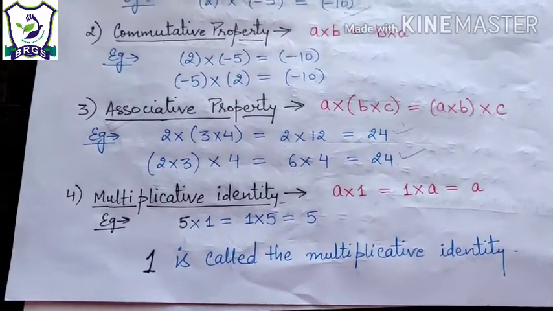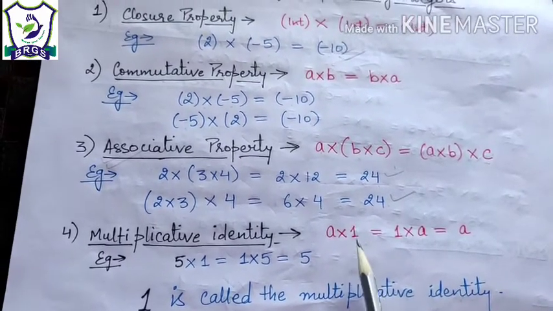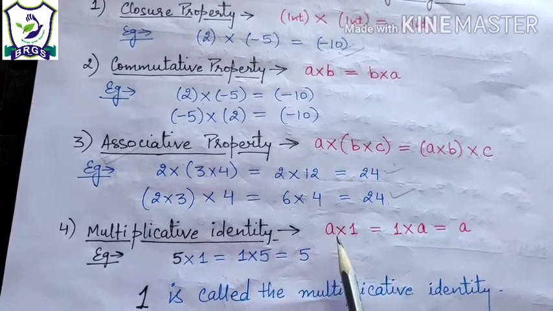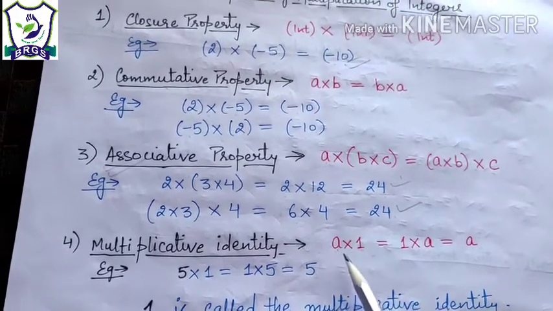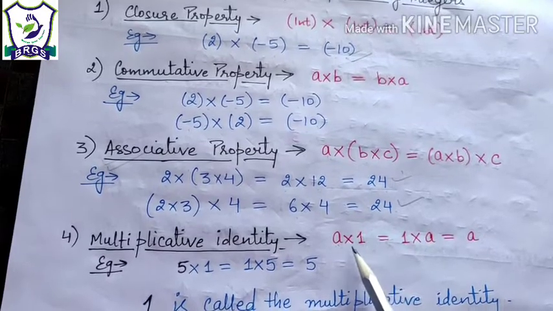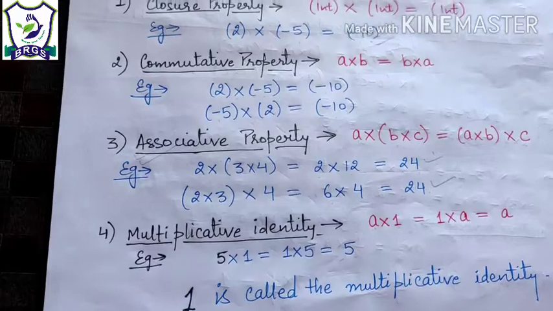Now what is multiplicative identity? Multiplicative identity is that number which, when multiplied by any integer, doesn't change the integer. Like a is an integer. If a is multiplied by 1, I will get a only. Like 5 into 1, it is 5 only. 2 into 1, 2 only.